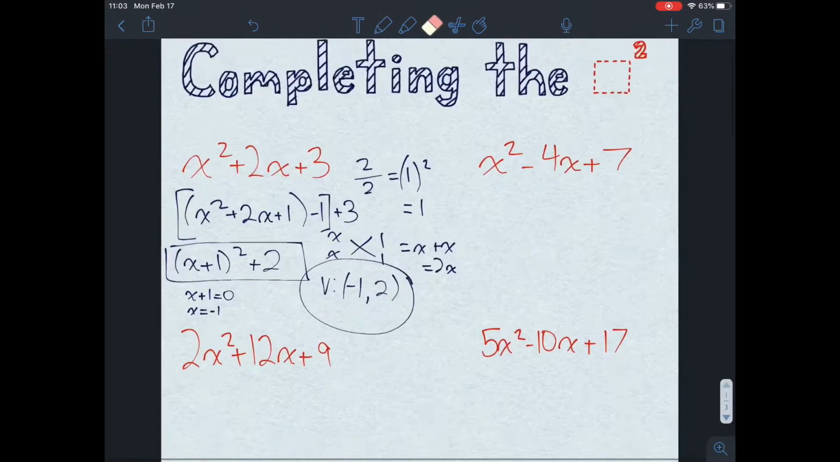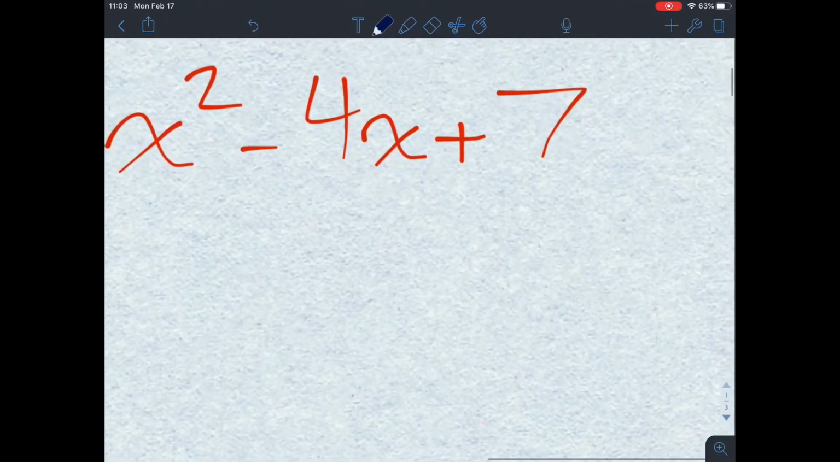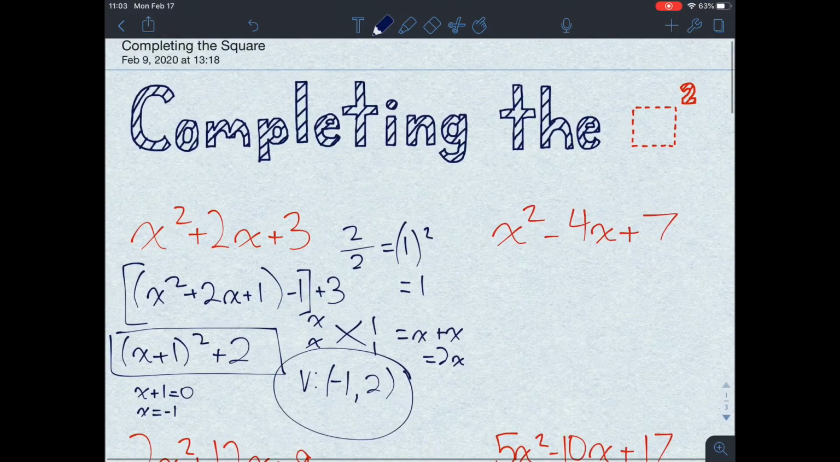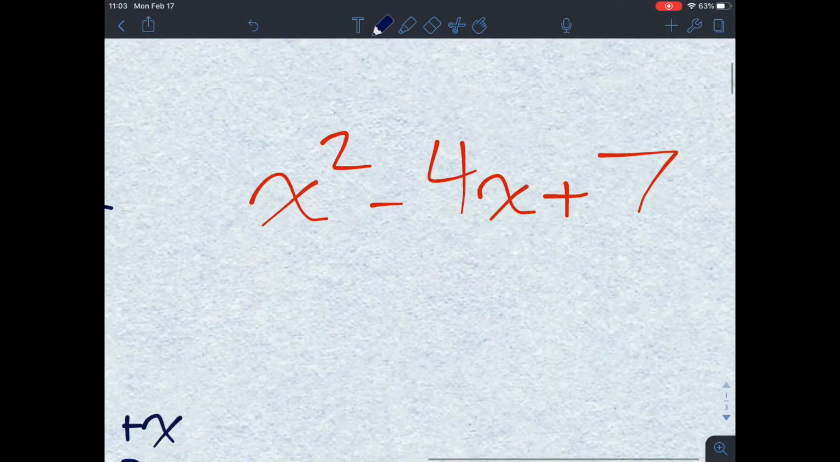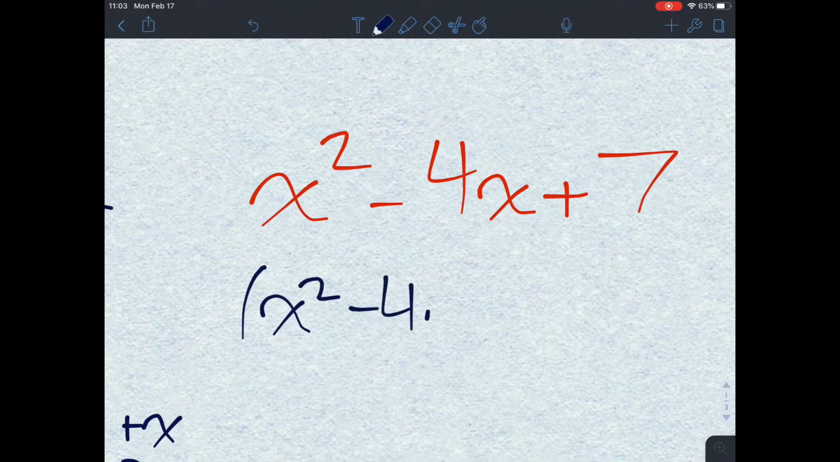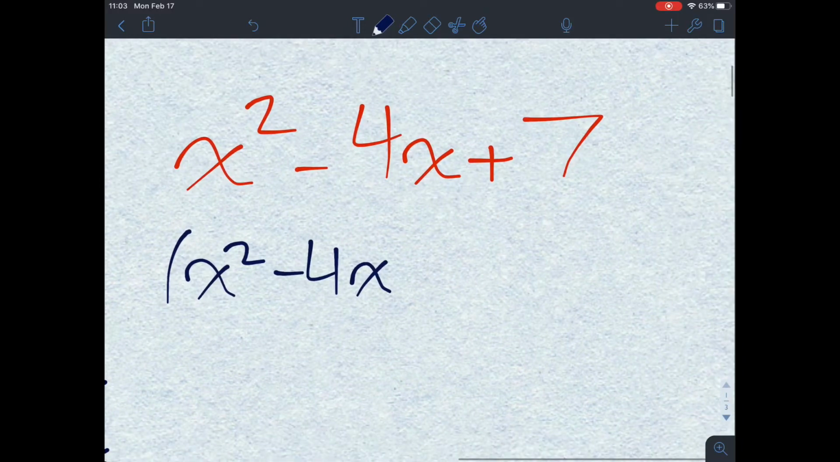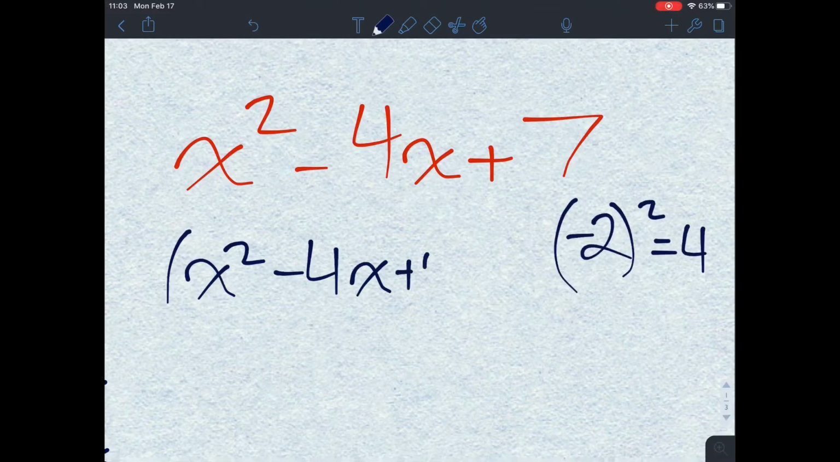Now let's go on to our next problem. X squared minus 4x plus 7. The only difference between this and the last problem is that there is a negative sign right here. Other than that, it's mostly normal. So the way I would do this, x squared minus 4x. And remember, we need to divide by 2 and then square. Negative 4 divided by 2 is negative 2, and negative 2 squared is equal to 4. So it would be plus 4.